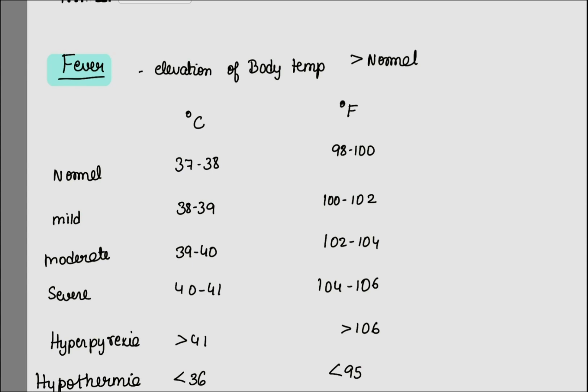Similarly, in Fahrenheit, 98 to 100, we add 2 degrees Fahrenheit: next, 100 to 102, 102 to 104, 104 to 106, and for hyperpyrexia it's more than 106. Then when you have gone through all of this, make sure you go through hypothermia once. Hypothermia is nothing but less than 36 degrees Celsius and less than 95 degrees Fahrenheit.